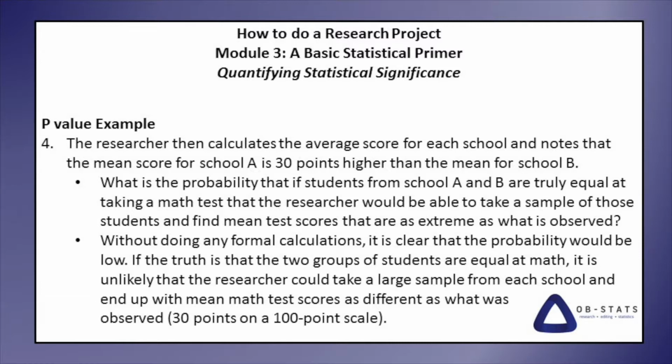If the truth is that the two groups of students are equal at math, it is unlikely that the researcher could take a large sample from each school and end up with mean math test scores as different as what was observed, 30 points on a 100-point scale.